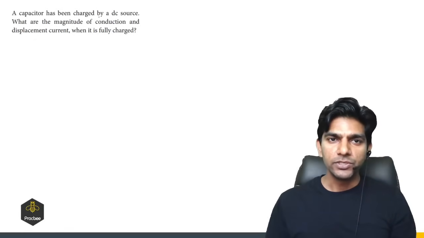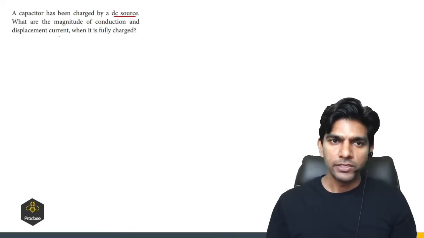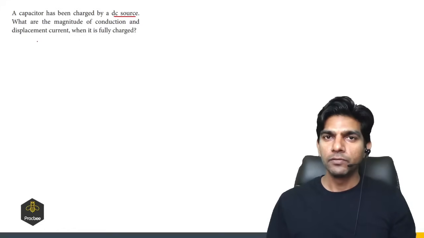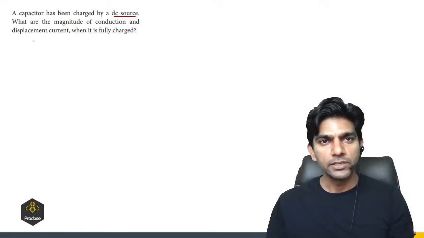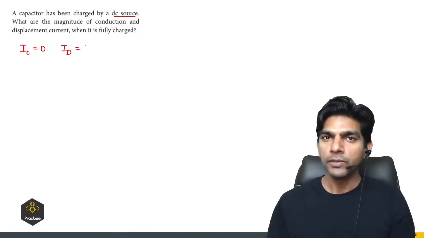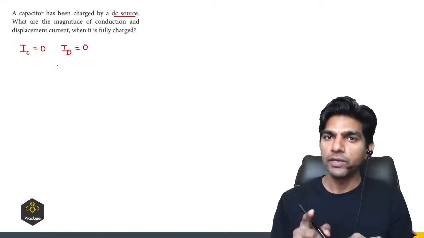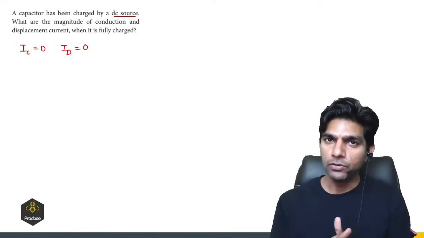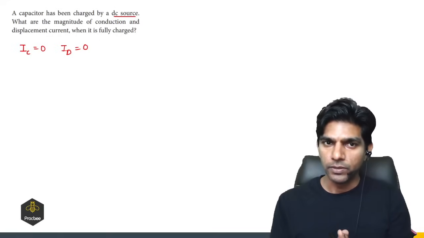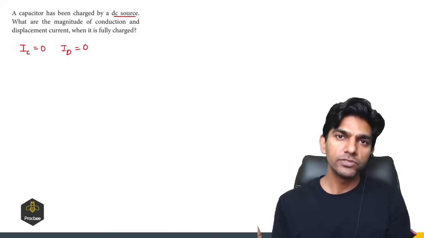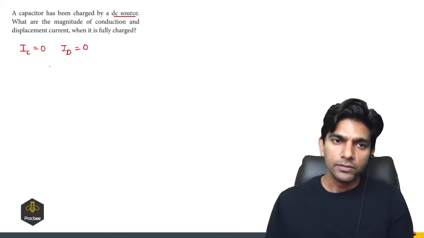A capacitor has been charged by a DC source. What are the magnitude of the conduction and the displacement current when it is fully charged? So when it is fully charged, we know that when the capacitor is fully charged, it behaves like an open circuit. There will be no conduction current. If there is no conduction current, we can say the displacement current will also be 0, because the electric field has stabilized and the flux of electric field which is piercing through that Amperian loop will be non-zero but a constant value. If the flux is not changing, then d phi E by dt will be 0.